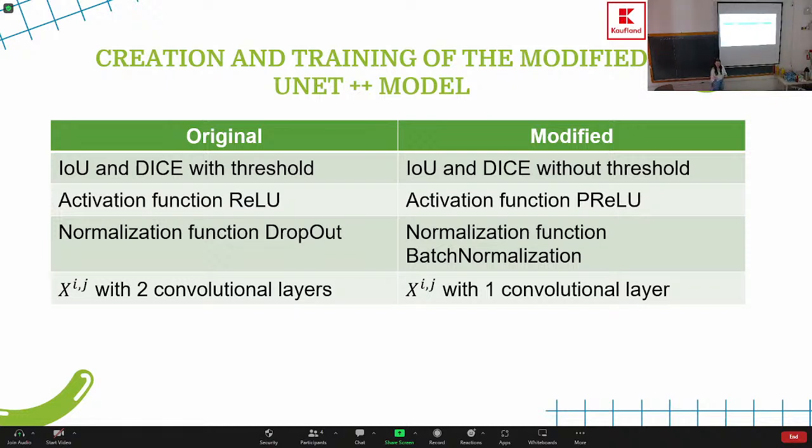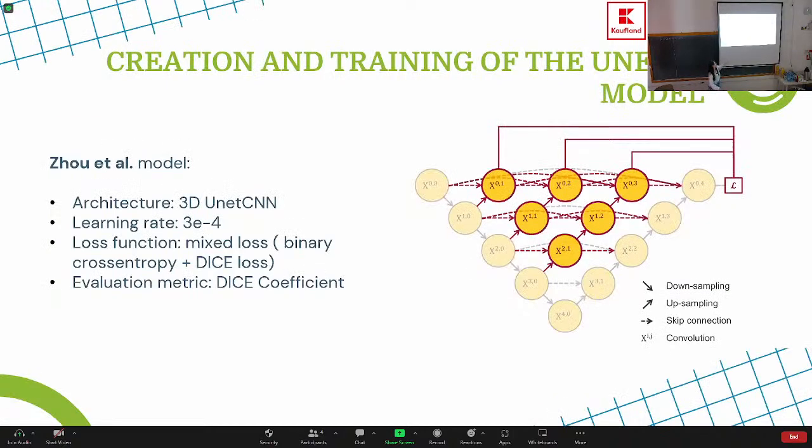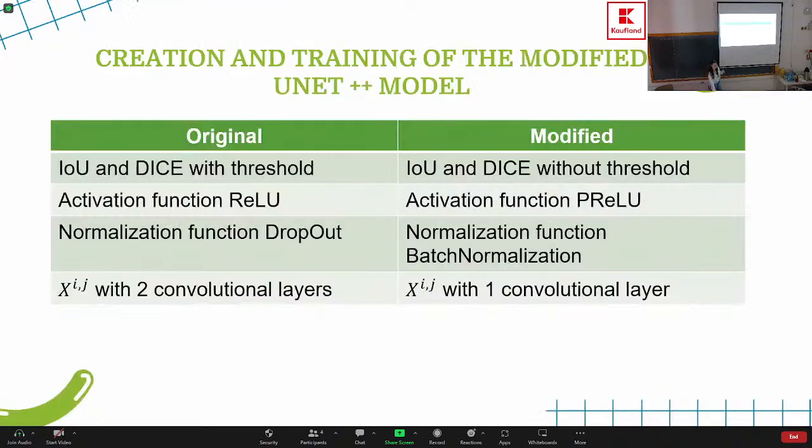And after every modification, especially with PReLU, the parameters skyrocketed. So I had like 200 million parameters, so I wanted to cut from it. So instead of 2 convolutional layers for every block from here, I used 1 convolutional layer to cut a bit from the parameters.